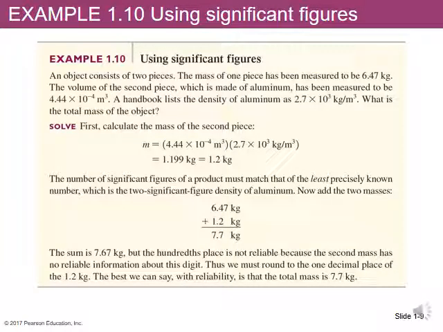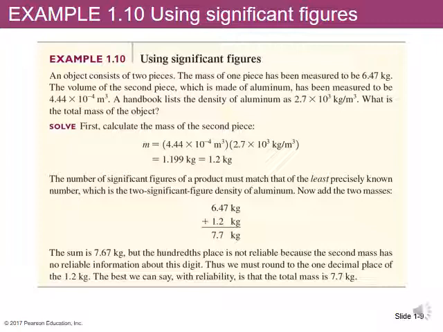So again, let's look at a couple of examples. 1 multiplying and 1 adding. If we want to multiply these two numbers together to calculate the mass of this second piece of aluminum, we would take the volume and multiply it by the density. So we were given the volume of 4.44 times 10 to the minus 4 meters cubed, and we're given the density of 2.7 times 10 to the third kilograms per meter cubed. Multiplying these together is going to tell us the mass. When we multiply these together, we get 1.199, but that has too many significant figures.